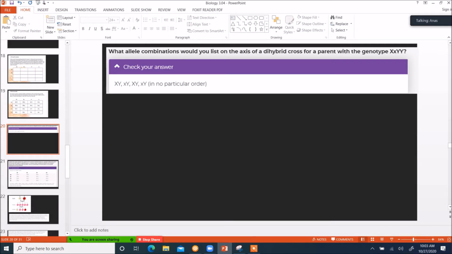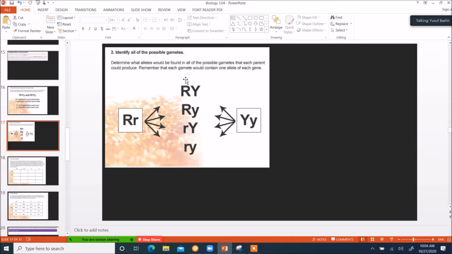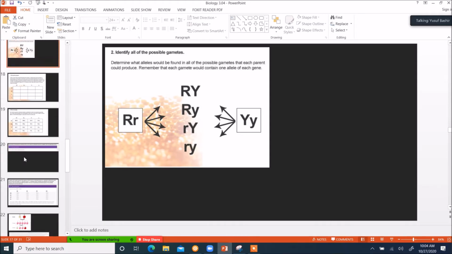What are the possibilities that the parent will put into a gamete? That's what it means. So there should be 16 of them, right? No, this is basically asking you, not in this case. Do you remember this step here? You've got to figure this out. Just make a Punnett square. It's the same thing.